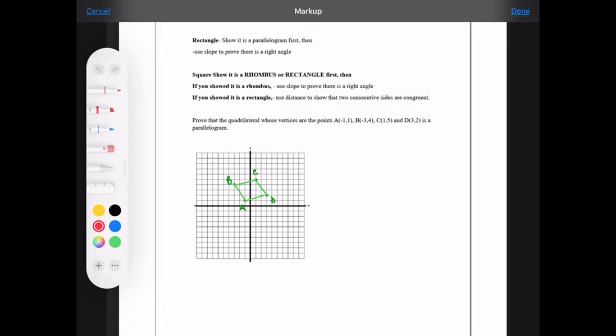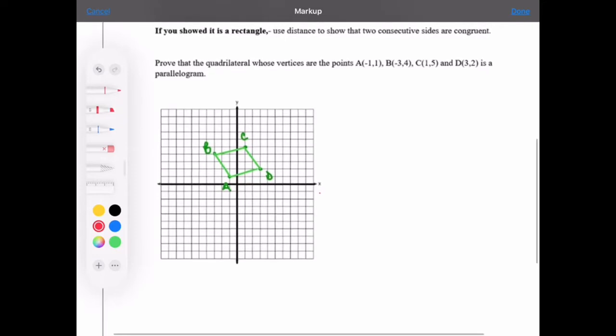So let's start with this problem we have here. So we have to prove that the quadrilateral whose vertices are at points A, B, C, and D is a parallelogram, and it gives us all the points right here. So we're proving it's a parallelogram. So we have a couple options like we went over as to how to do this. For this example, I am going to use midpoints to show that the diagonals bisect each other. I think that is one of the easiest ways to go about this.